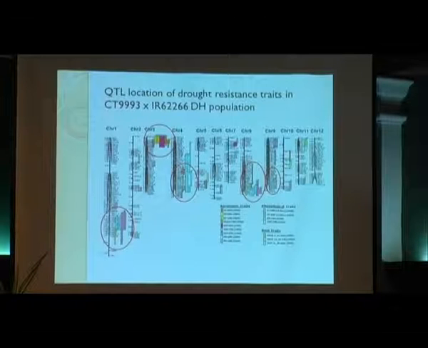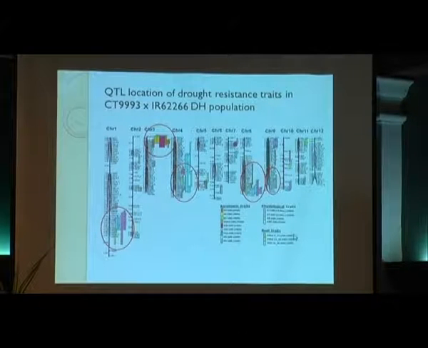So when we developed the CSSL population, it was really intended to dissect the drought resistance traits. Originally, the QTL for drought resistance were mapped using the double haploid population, which were derived from the cross between CT993, which is an upland rice with a good root system, and IR62266. This one is a lowland variety, and it has good osmotic adjustment ability. The traits that were screened at that time were agronomic traits and also physiological traits, which include leaf water potential, and root traits as well.